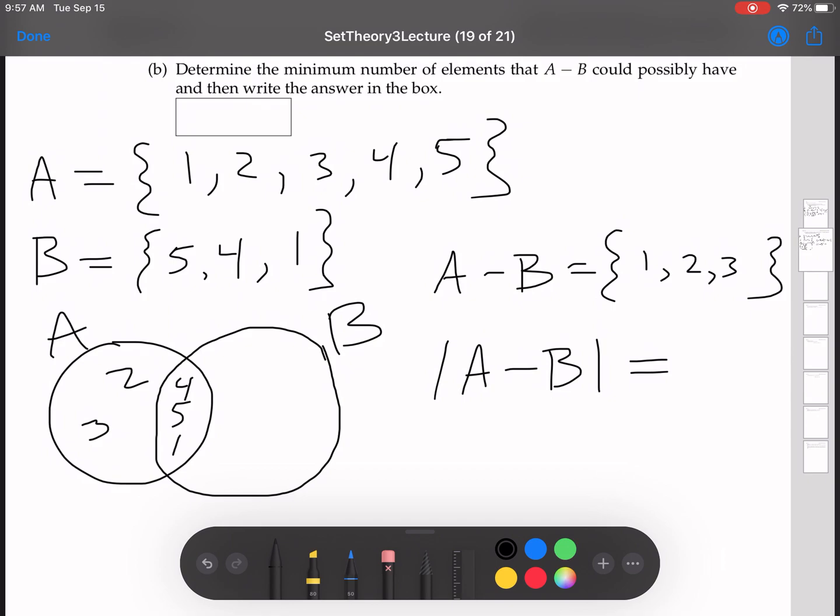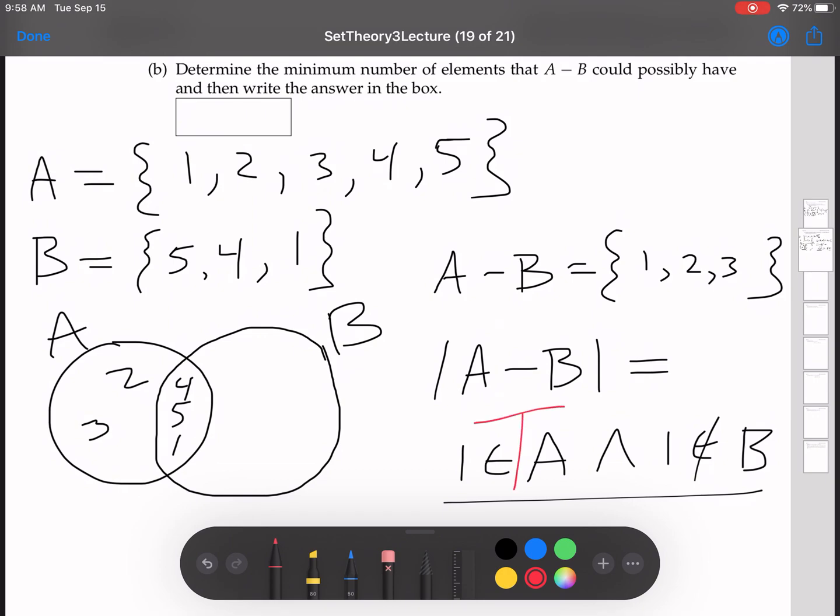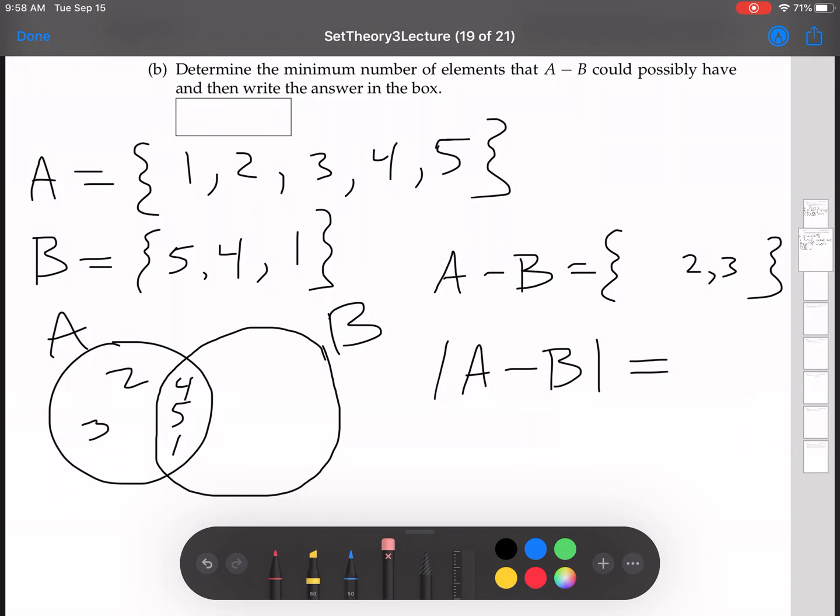So now let's see, is 1 kicked out? Let's see, 1 is in A and 1 is not in B. This is the criteria by which we decide if something is in A minus B. Okay, so is 1 in A? Let's see. 1 is in A, that's true. Is 1 not in B? No, that's false. True and false is false. So that kicks 1 out. So now A minus B now has 2 elements. So the minimum is 2.